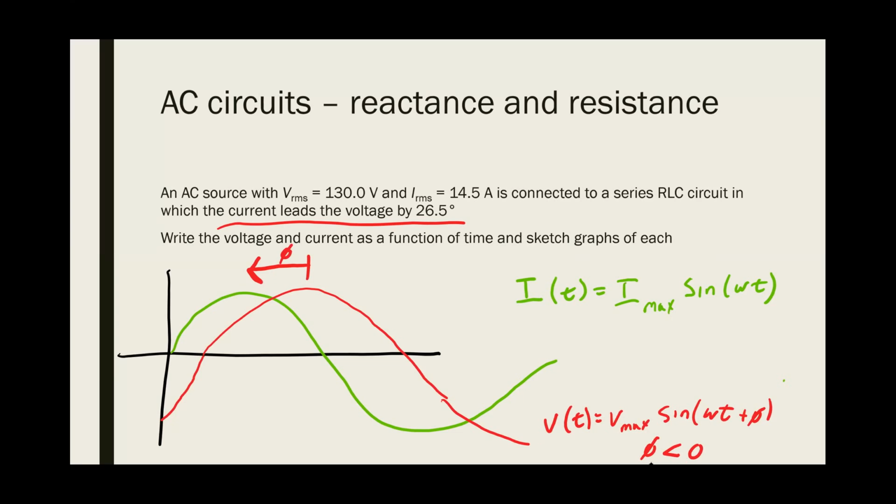So the way I've done my sign convention, if I wrote the phase inside the voltage function, that phase would be negative. In other words, if I put a 0 in the argument of the sine function for current, I'd get 0 current. But if I plug 0 in for time in the voltage, I should get a negative voltage, because the voltage function should be ahead of the current. So in this case, I would write sine omega t plus 26.5 degrees.